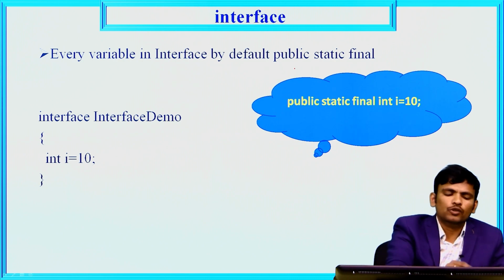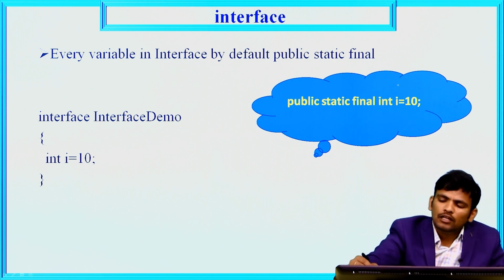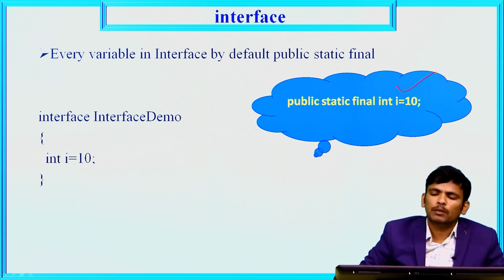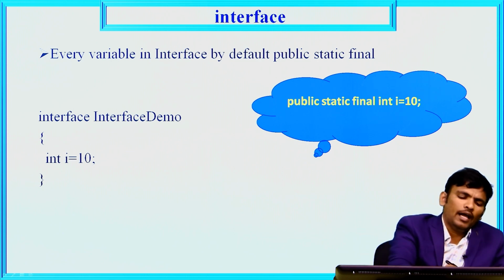Okay. So you declare int I equals to 10, but automatically it will treat it as public static final int I equals to 10. Now here we need to remember one thing. So I is final by default.